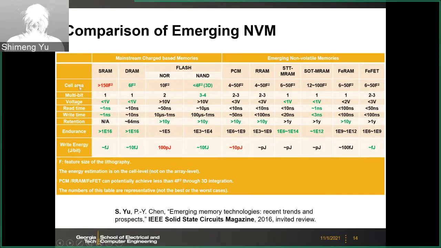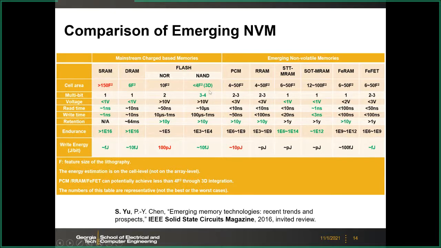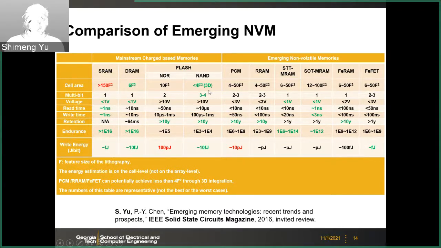So first, the cell area in terms of F square. As we discussed before, SRAM is larger than 150 F square, and depending on your W over L, can be like 300 F square or even more than that. DRAM typically is 6 F square, NOR flash 10 F square, and NAND flash is a two-dimensional space, like 2 F square, and then you divide it by the MLC. And then if 3D, you need to divide by the number of layers. So that's why NAND flash is the lowest cost per bit.